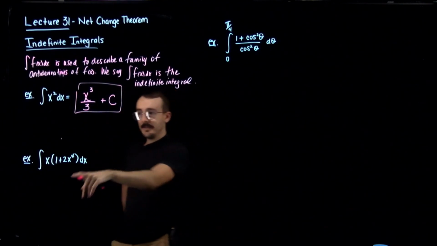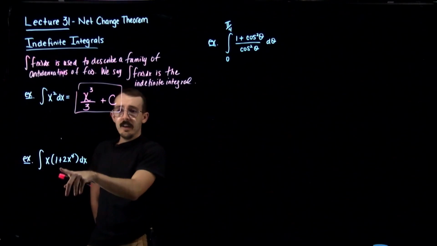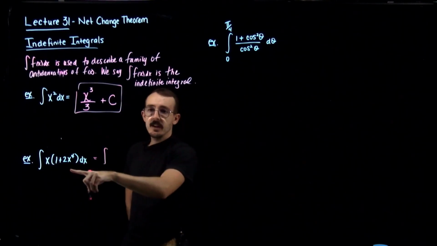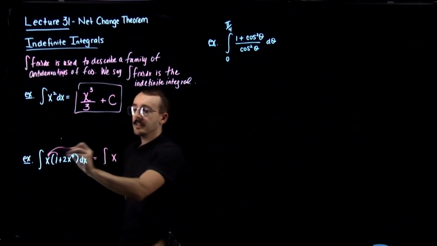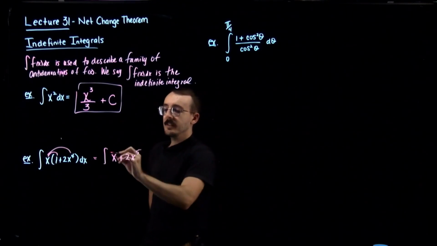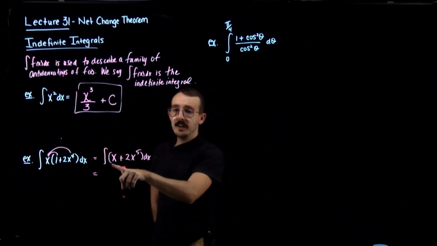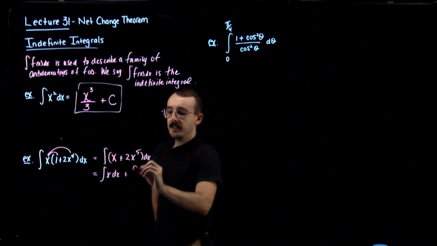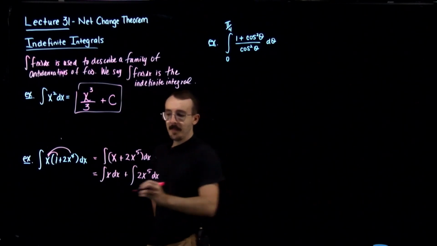Okay, let's do another one. So here, no bounds, so I know that this is an indefinite integral. This might be hard to integrate as is, but what I'm going to do first is just distribute this x in here to make this look better. So x times 1 is x, and then I get plus 2x to the 5th, dx. And now I can take care of this just like the other one. I just have two separate integrals here: the integral of x dx plus the integral of 2x to the 5th dx.